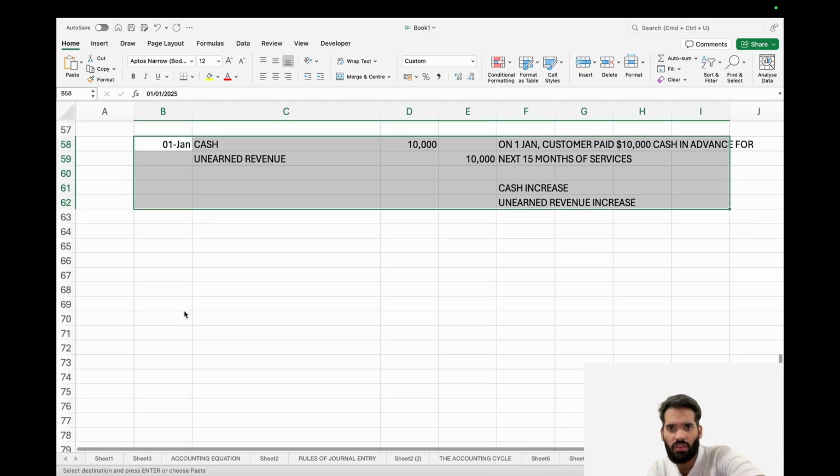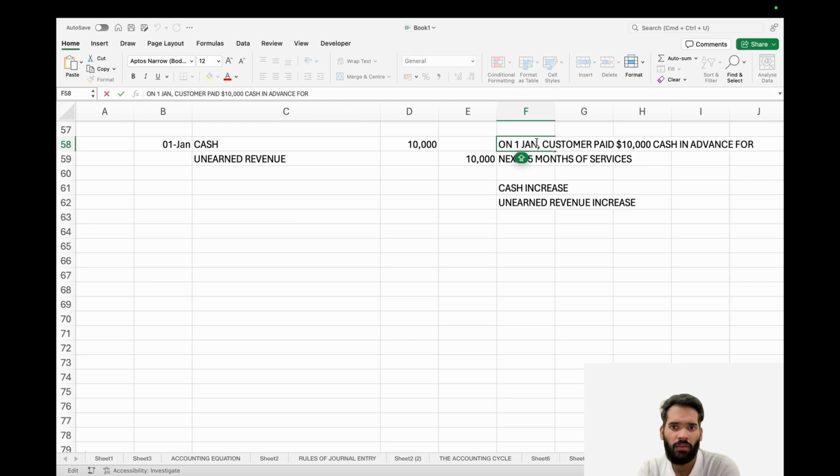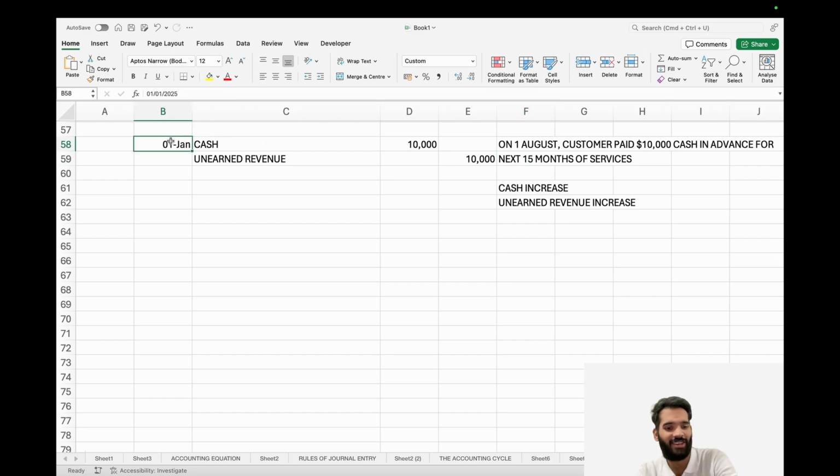Let's assume this was the initial entry when we received the money, of course. So let's assume the date that we received this money was not on 1st of January. Let's assume it was on 1st of August. So let me change the date here as well. So let's assume we recorded this on 1st of August.